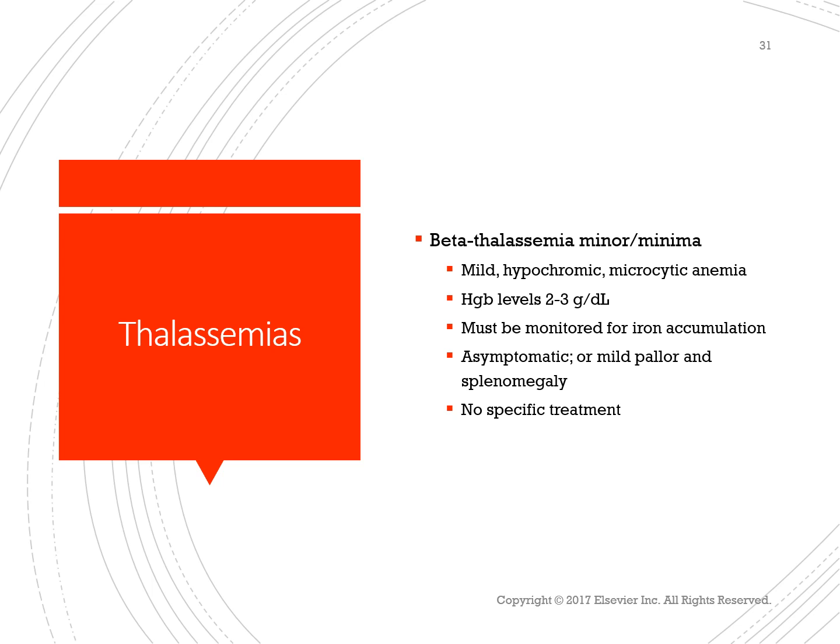Beta thalassemia minor or minima, this is a mild hypochromic microcytic anemia. Hemoglobin levels between 2 to 3. Must be monitored for iron accumulation, and they are usually asymptomatic. They may have some mild pallor and splenomegaly, and there's no specific treatment needed for this one.